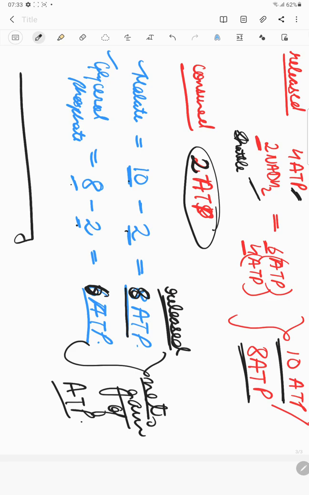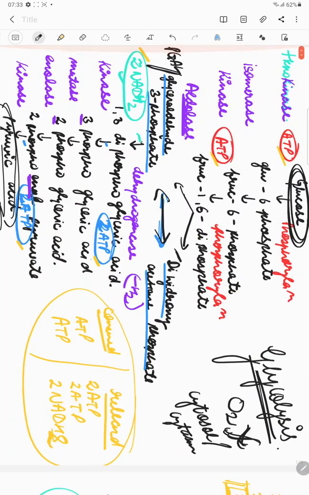So this is the end of the glycolysis process. Next we would be going for the Krebs cycle. So thank you for today. Revise this. This is really important for NEET.